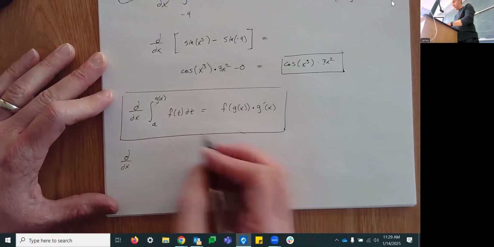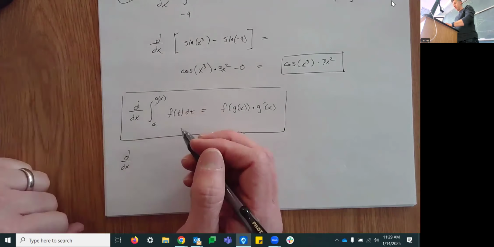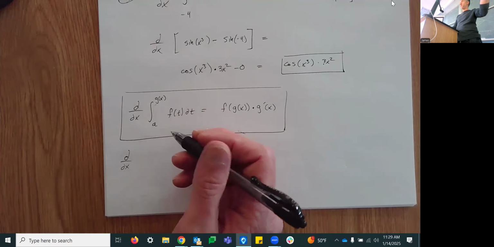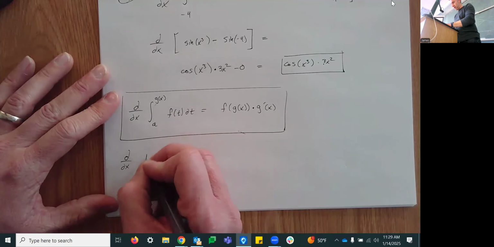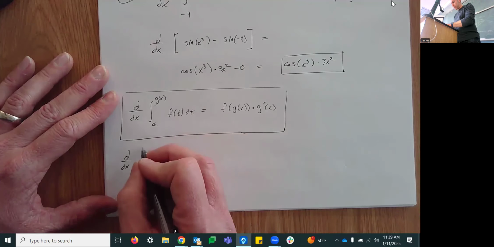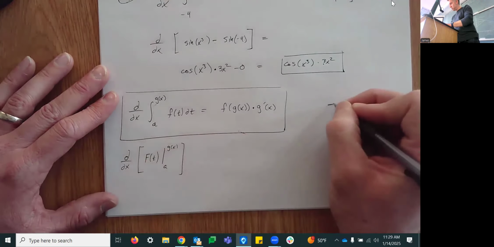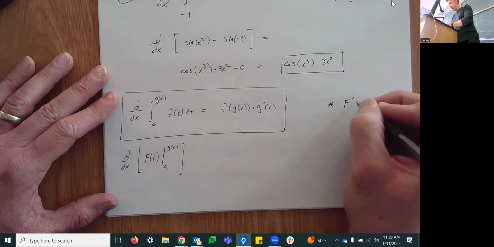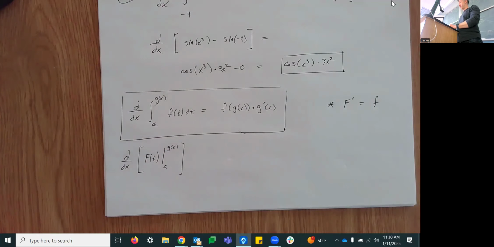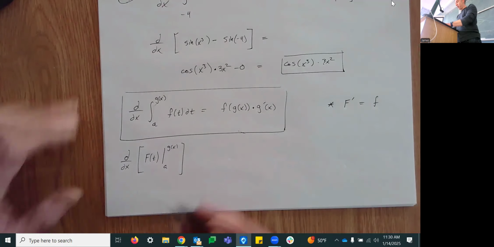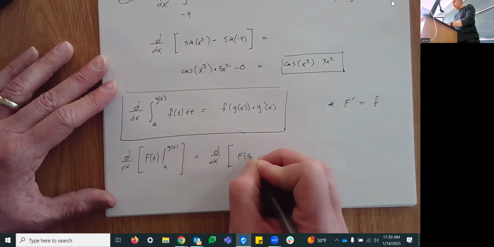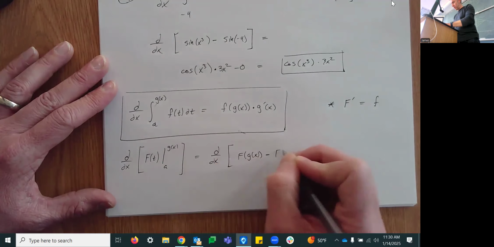So if we were to anti-differentiate this, here's what we would get. I'm going to use standard notation here. The antiderivative of little f is capital F. So we get capital F of t evaluated from a to g of x, with the reminder that the derivative of capital F is equal to little f. That's what it means for capital F to be an antiderivative. Okay, great, I'm going to plug in. So I get the derivative of capital F of g of x minus capital F of a.